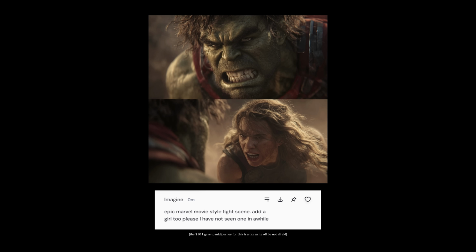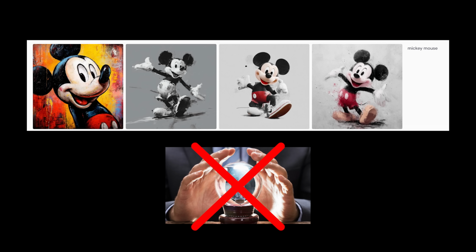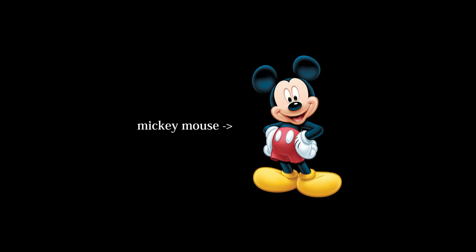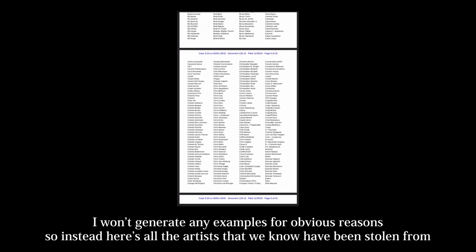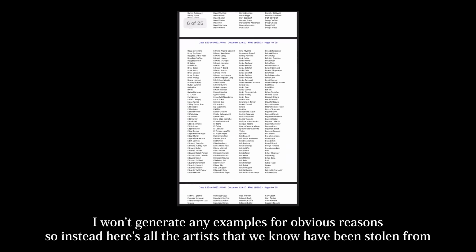This is why when you ask a model to generate existing intellectual property, it'll just give it to you. It knows what Mickey Mouse looks like. It doesn't need to predict anything because it has a million images labeled Mickey Mouse in its dataset. When it knows how to emulate an artist's style, it's because it has stolen that artist's work.